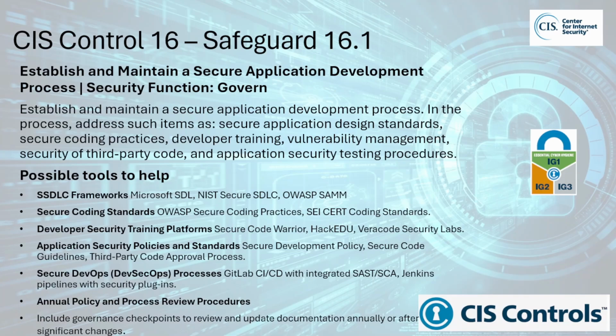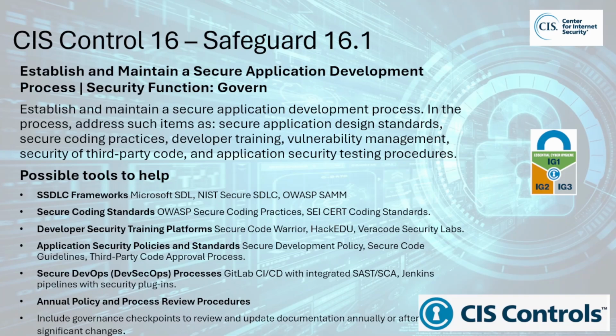Safeguard 16.1, establish and maintain a secure application development process, comes under the Govern Security function and is within Implementation Group 2. This safeguard requires organizations to develop, document and maintain a formal process for secure application development. The goal is to integrate security into every stage of the software development lifecycle, or SDLC, ensuring that both in-house and third-party applications are built with security in mind from the start. The secure development process should include secure application design standards, secure coding guidelines and frameworks, regular developer security training, vulnerability identification and remediation procedures, policies for evaluating and using third-party or open source code, security testing methods such as static and dynamic analysis.